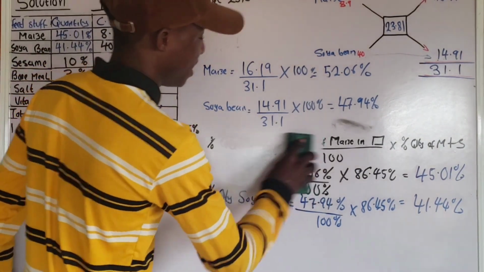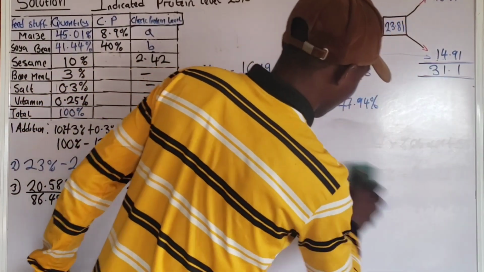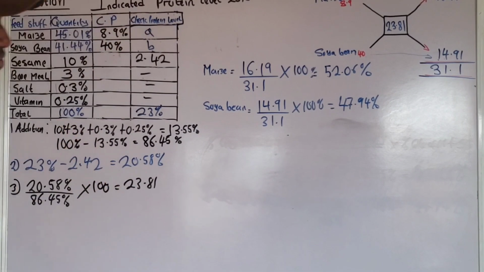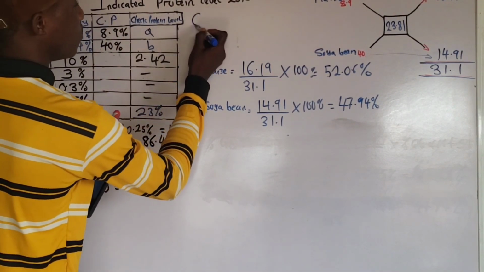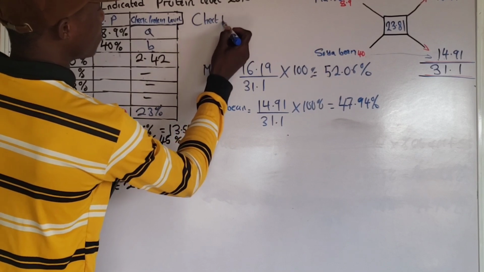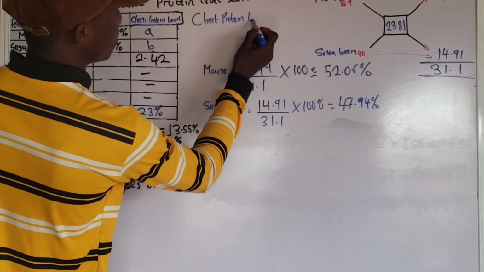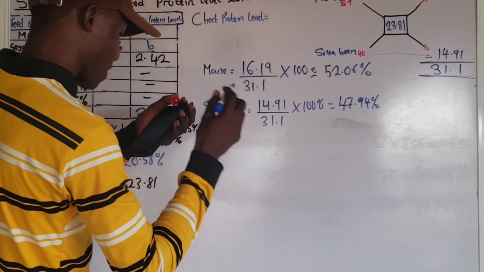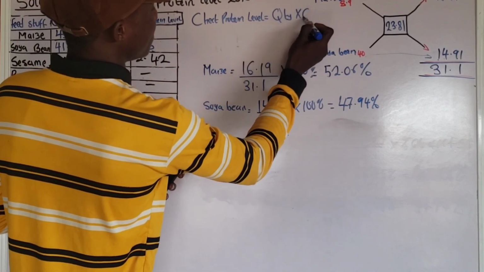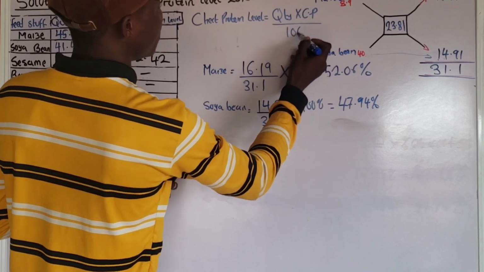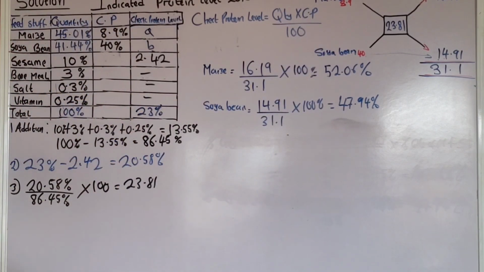So let me erase this so that we can have space to calculate the crude protein level. To get the crude protein level, you just have to make use of this formula. Quantity multiplied by crude protein all over 100. You understand? This is the formula that you're going to use to calculate the crude protein level for the feedstock that you want to do. We are dealing with two feedstock. Now we have maize and soya bean.